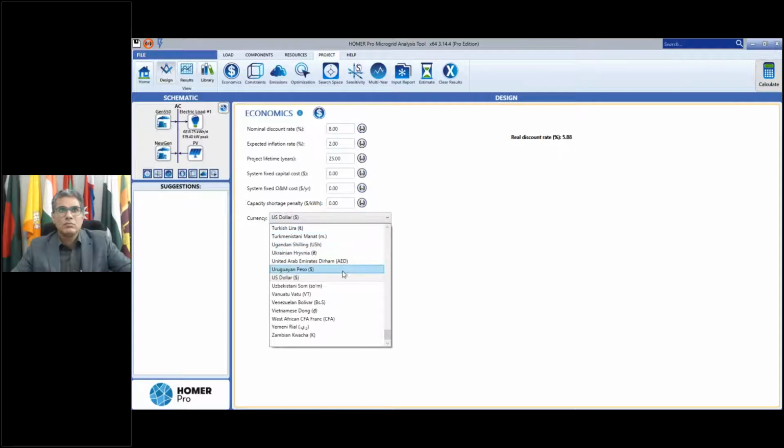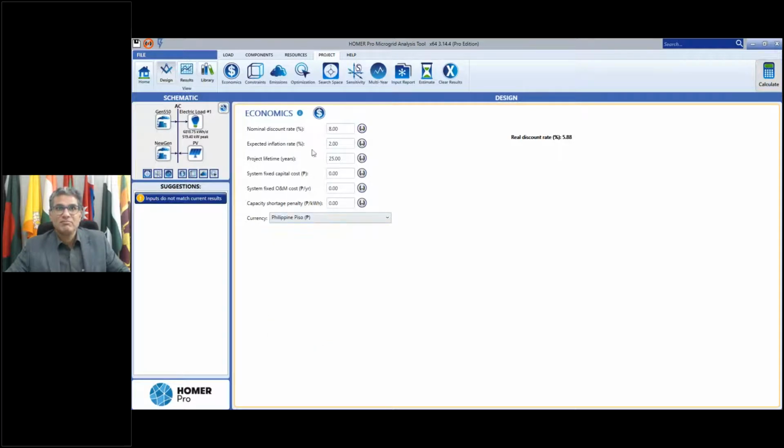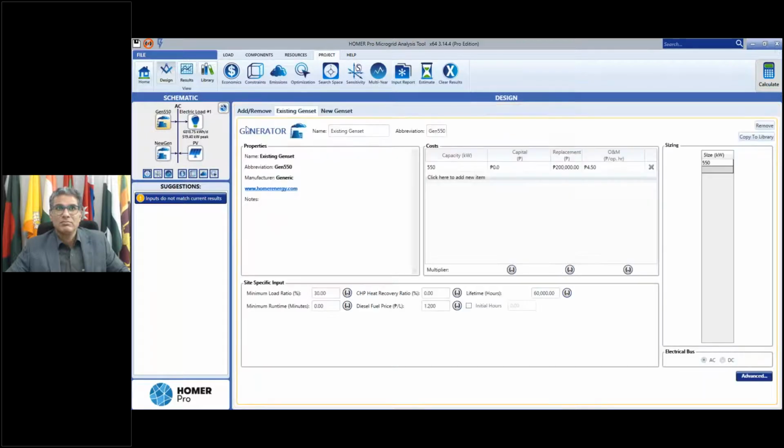Okay, it doesn't matter which one, just pick something. Let's change it to Philippines currency. So that's a peso. Okay, that's a peso currency, all right? So you can see that the currency here has changed. And if you look into the gensets, you have these symbols also changed, just to be consistent on all.